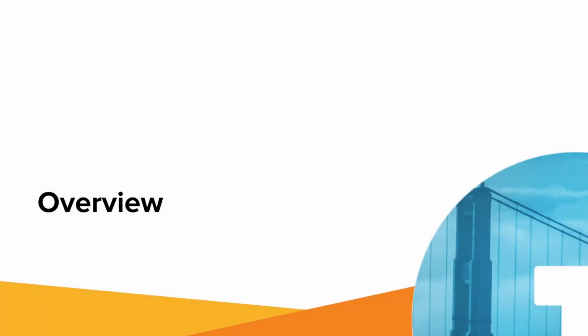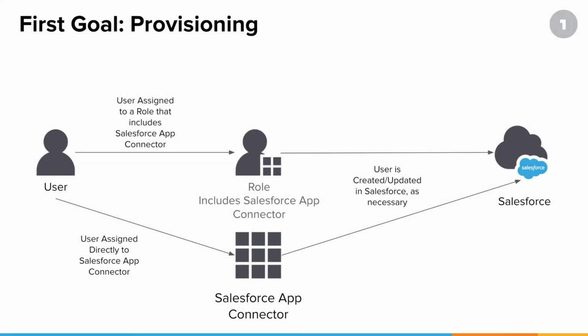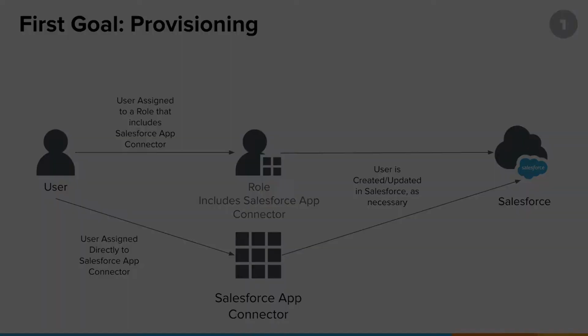So first, an overview. Our first goal is to enable provisioning. With provisioning enabled, a user can be automatically created in the target application, such as Salesforce, whenever a user is added to the app connector, either manually or automatically through a role the user is assigned to.